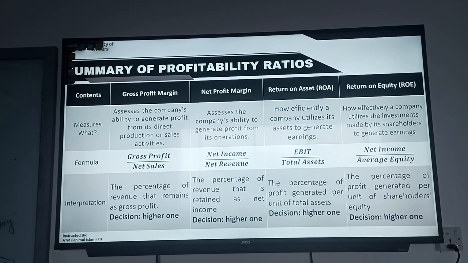So let's start with the gross profit margin, where the ratio measures the company's ability to generate profit from its direct production or sales activities. It also measures the percentage of revenue remaining after deducting the cost of goods sold. So if we subtract cost of goods sold from net sales, we will get gross profit. So in the formula we can say gross profit divided by net sales. Gross profit is measured by net sales minus cost of goods sold.